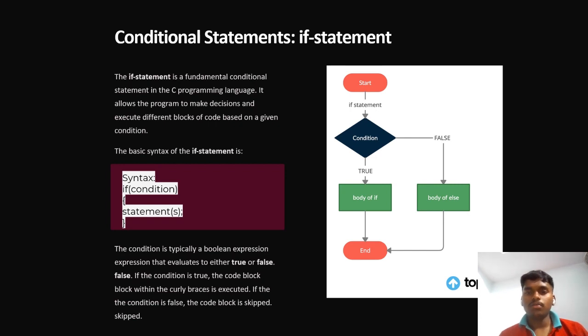Here is a flowchart representation of the if condition. When the condition is evaluated, if the condition is satisfied, the output will be true. If the condition is not satisfied, the output will be false. The condition is typically a Boolean expression that evaluates to either true or false. If the condition is true, the block of code within the curly braces is executed. If the condition is false, the code block is skipped.